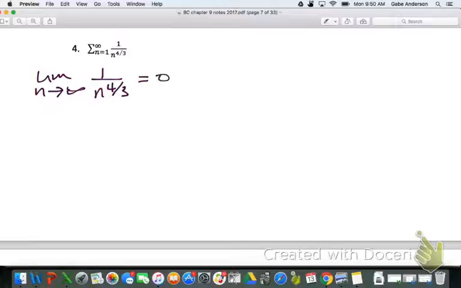So what does the nth term tell us? Nothing. The nth term tells us absolutely nothing. All it really says is move on and do something else. Do something a little more advanced because I'm not going to tell you anything.